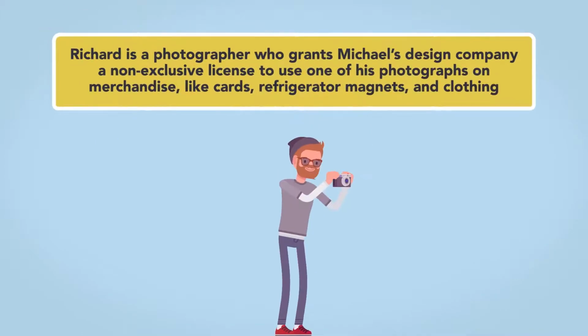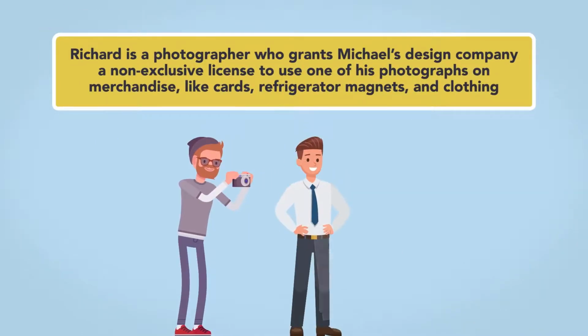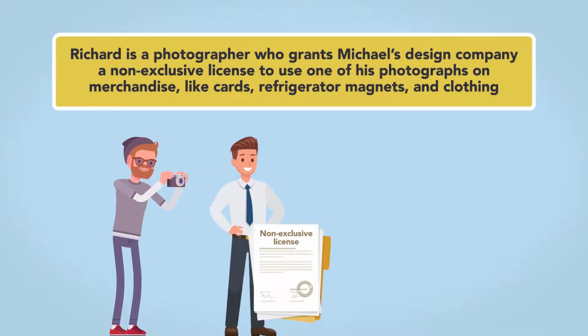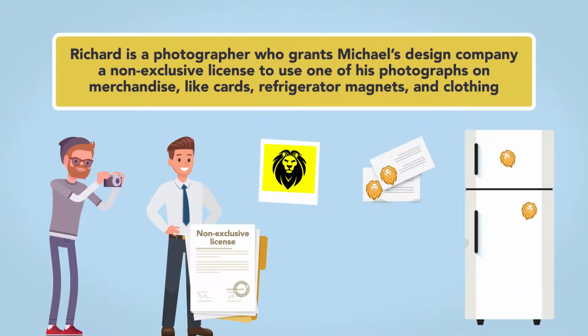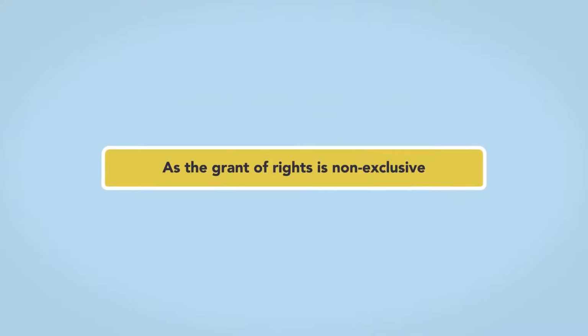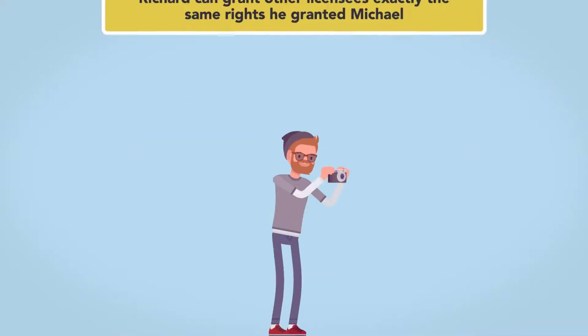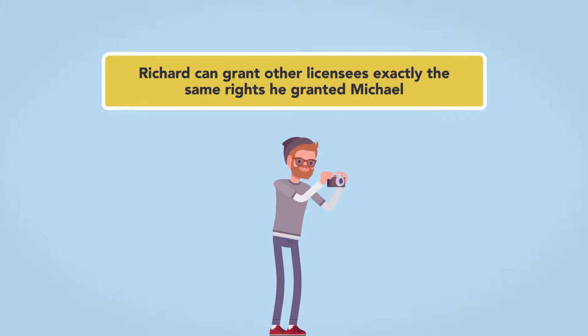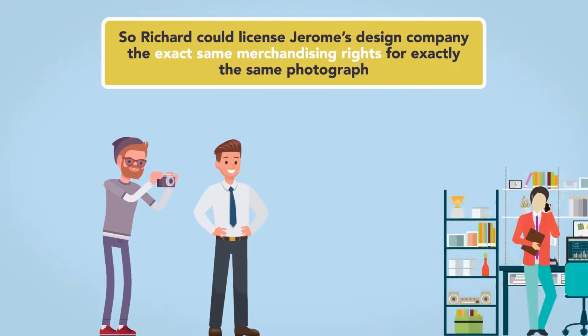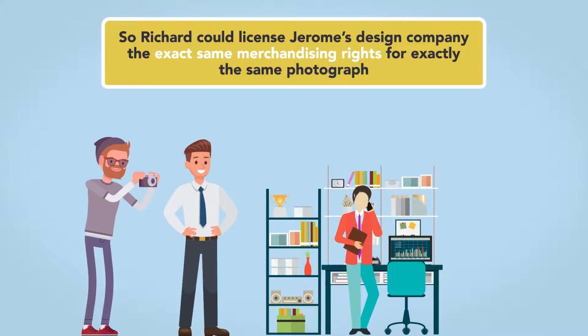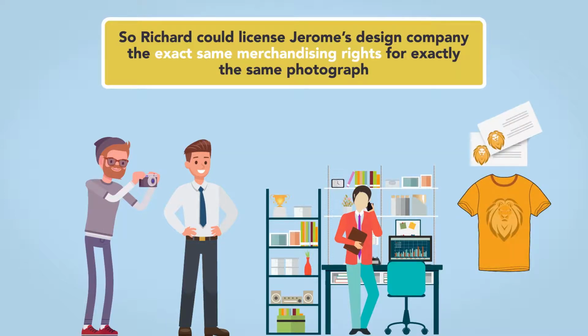Richard is a photographer who grants Michael's design company a non-exclusive license to use one of his photographs on merchandise, like cards, refrigerator magnets, and clothing. As the grant of rights is non-exclusive, Richard can grant other licensees exactly the same rights he granted Michael. So Richard could license Jerome's design company the exact same merchandising rights for exactly the same photograph.